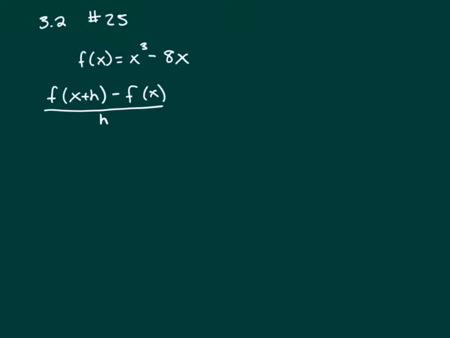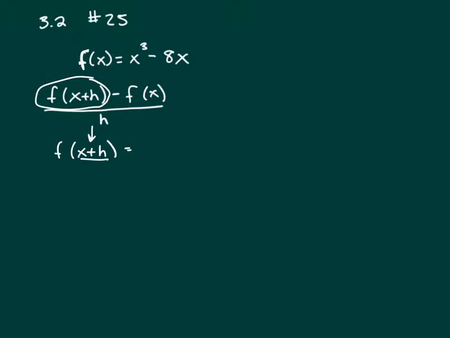We are asked to find the difference quotient. So we can do this in pieces. Let's find f of x plus h first. F of x plus h. Well, remember, this is an x value. So you go to your function named f, and everywhere you see an x, you substitute in x plus h.